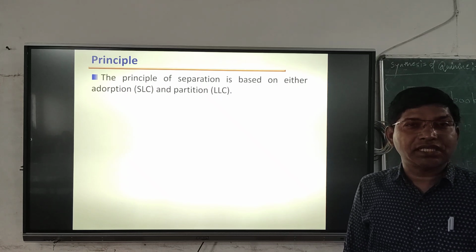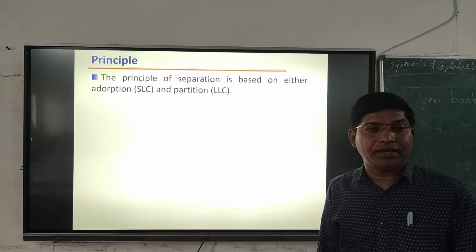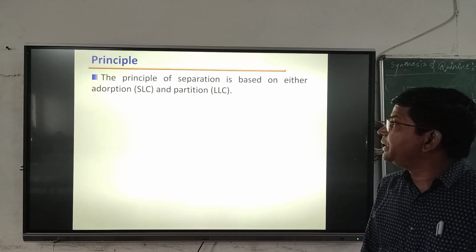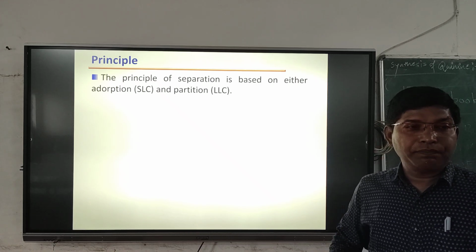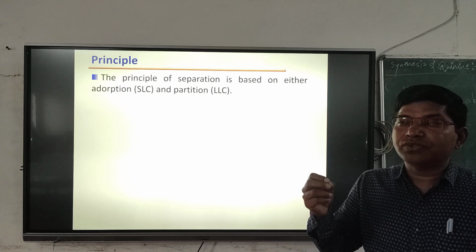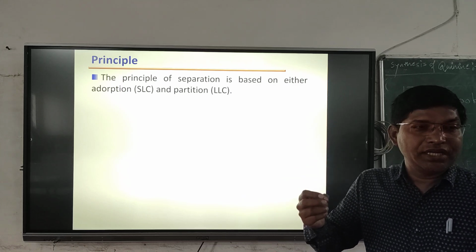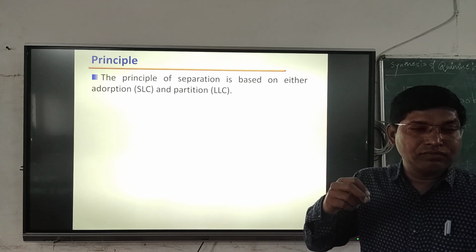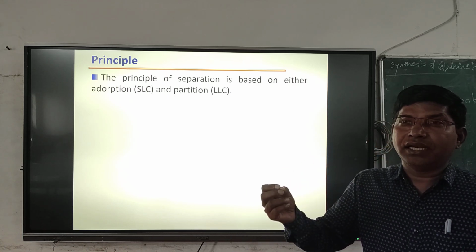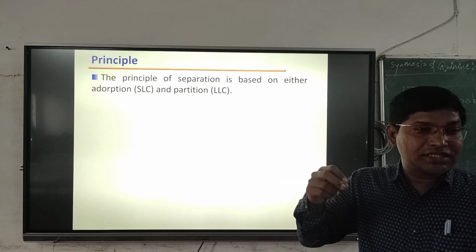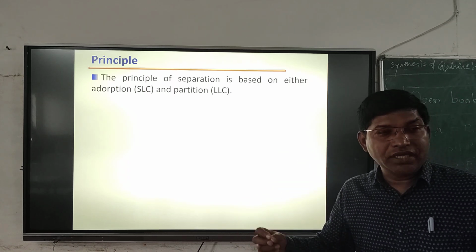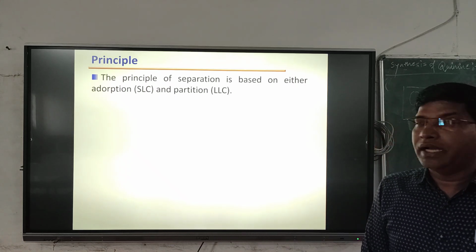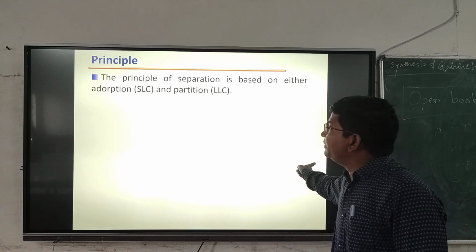So in HPLC, the separation of a compound mixture depends upon whether it is partition based or adsorption based. If it is partition based, the separation depends on the distribution of your compound mixture between the mobile phase and the stationary phase. The more your compound is distributed into the stationary phase, the more slowly it travels, and the later it is detected from the column. These are the main principles of HPLC.